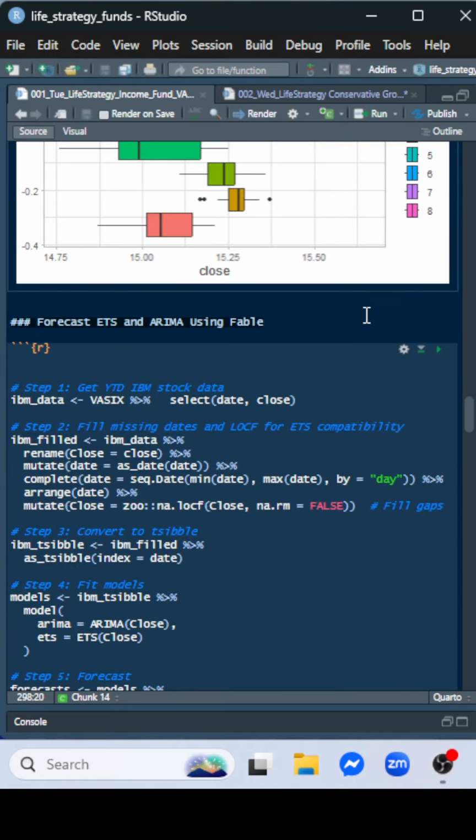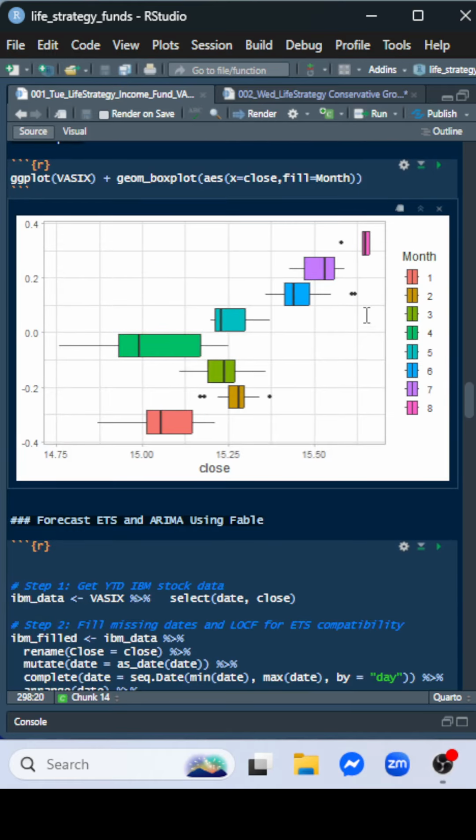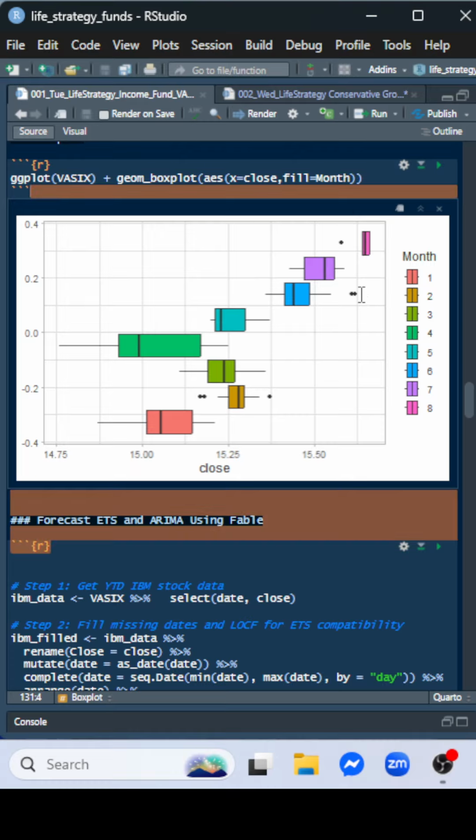And we're going to ignore that plot right there. And that's okay. There you have it. So now we've got my final plot. This is the box plot by month for the year. And you can see, interestingly, a couple of outliers here and one outlier here in August.